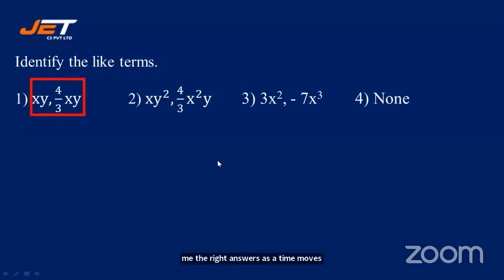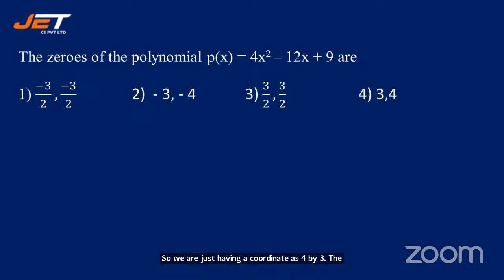Yes, perfect. It is option 1, xy, comma, and the second term is also xy. That is the like term, isn't it? We are just having a coefficient as 4 by 3. See the next question.